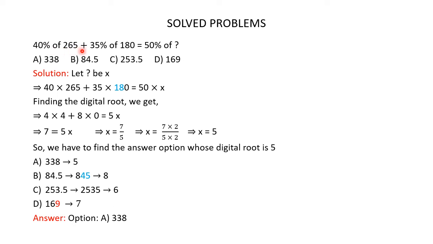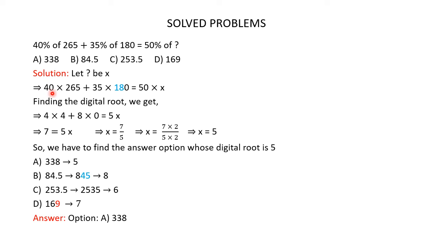40% of 265 plus 35% of 180 is equal to 50% of what? Now you are given four answer options and you have to find out which of these answer options can replace the question mark in the given equation. Let question mark be X. Here you can neglect the percentage signs. Also replace "of" with multiplication sign. So now you have 40 multiplied by 265 plus 35 multiplied by 180 is equal to 50x.